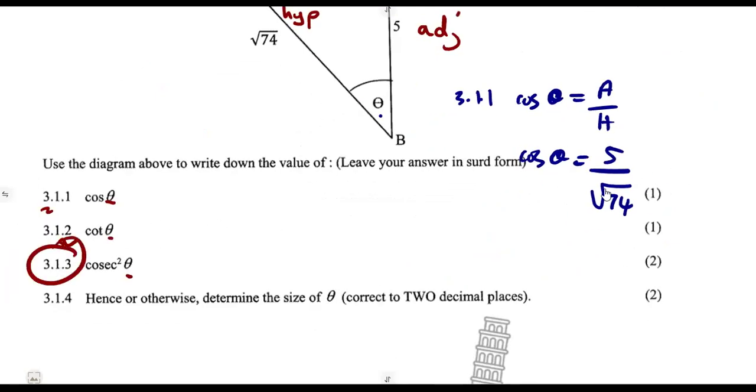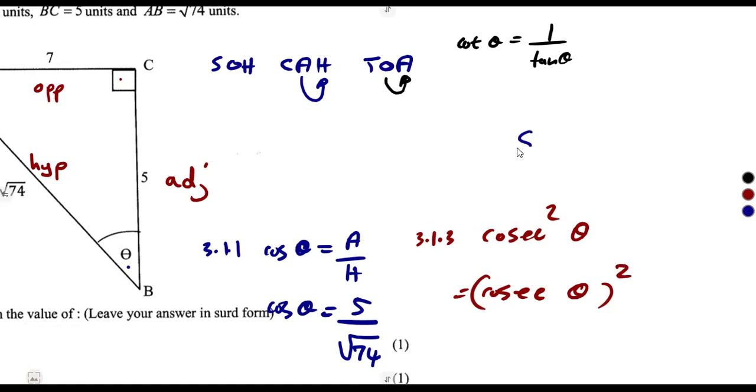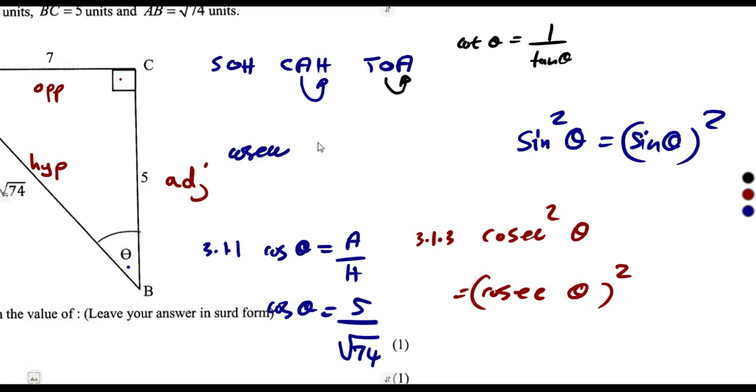Then cosec squared theta, 3.13. Cosec squared theta. Let's start with the squared. A squared means something like this: cosec theta squared. When a trig is being squared, sine squared theta means the sine of theta squared. So this is what it means. It means that one is squared. But what is the cosec? If you understand the cosec, guys, the cosec is taken from what? Cosec of theta is taken from 1 over sine of theta.